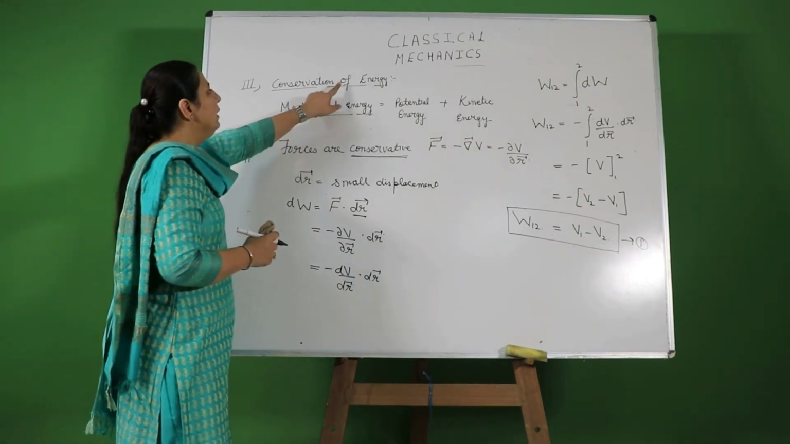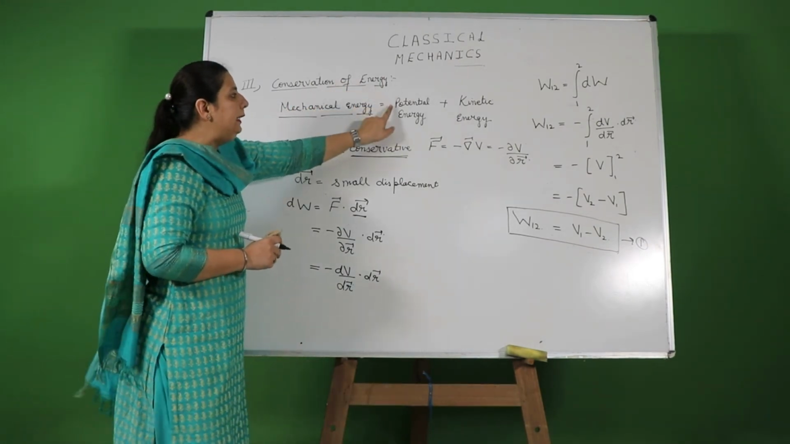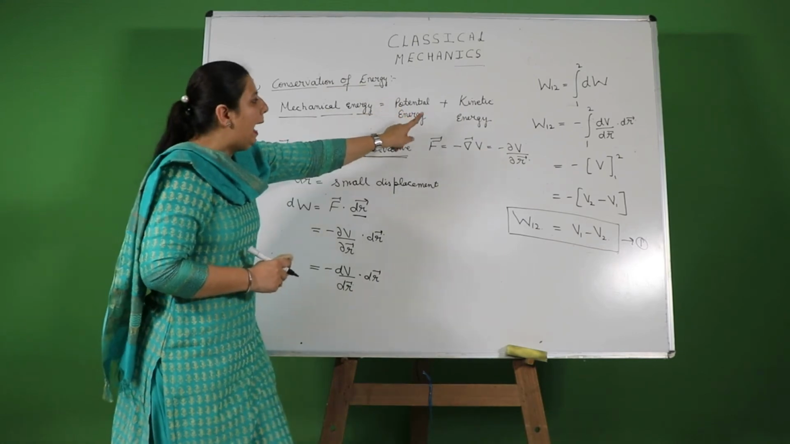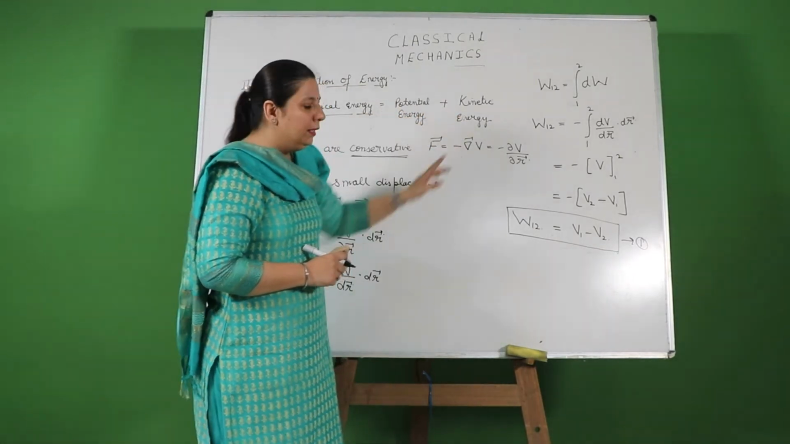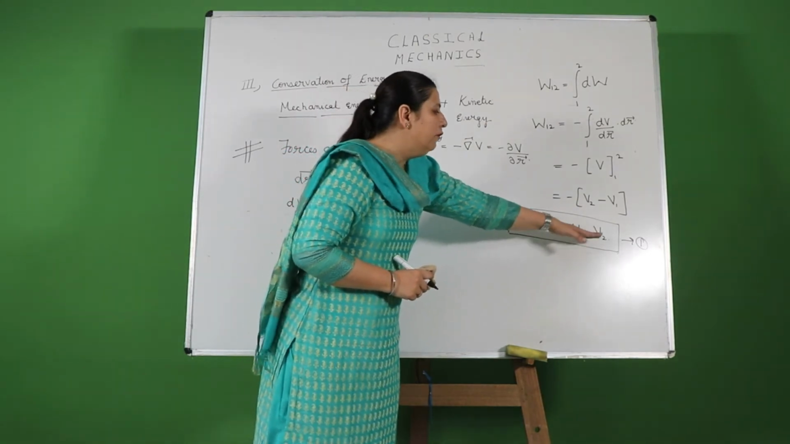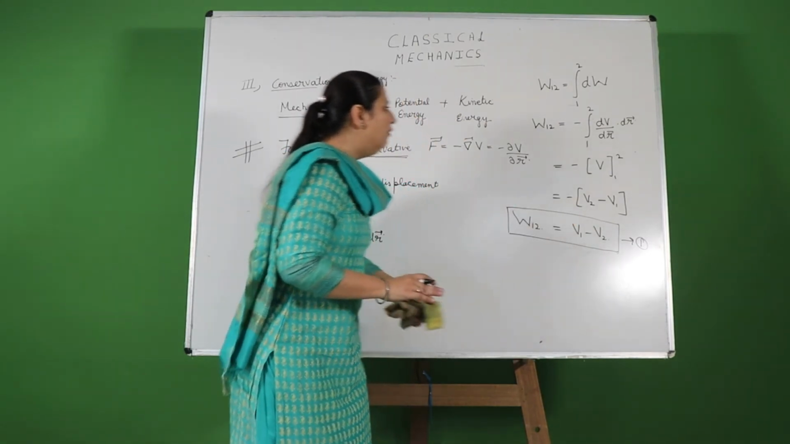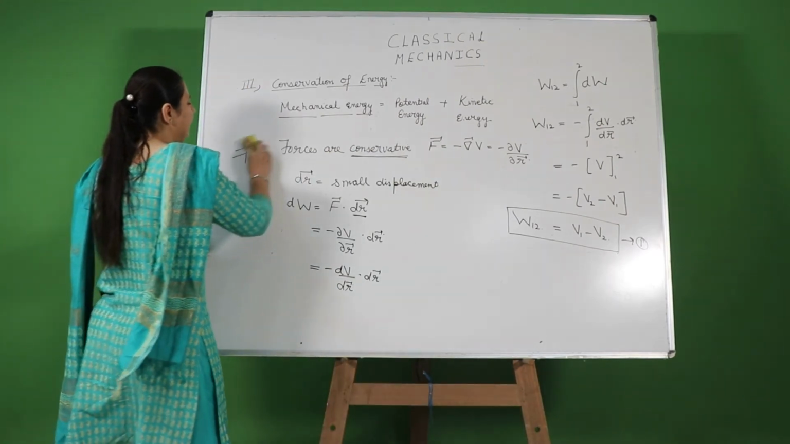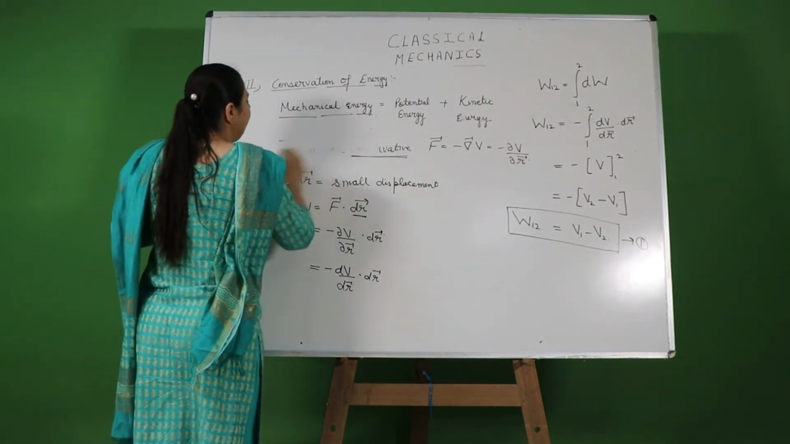But if I want the conservation of energy, I need both potential as well as kinetic energy. So half part is done. I have the equation of potential energy. Now half part is left where I need kinetic energy. So how to take kinetic energy?